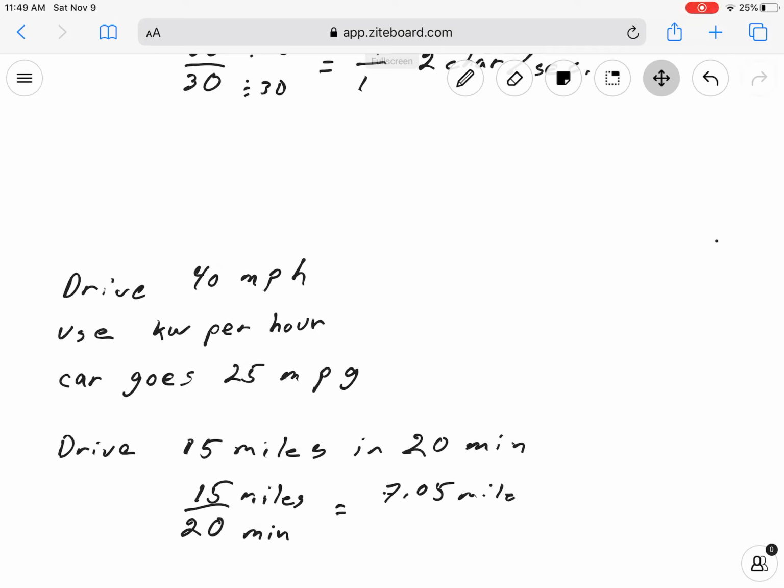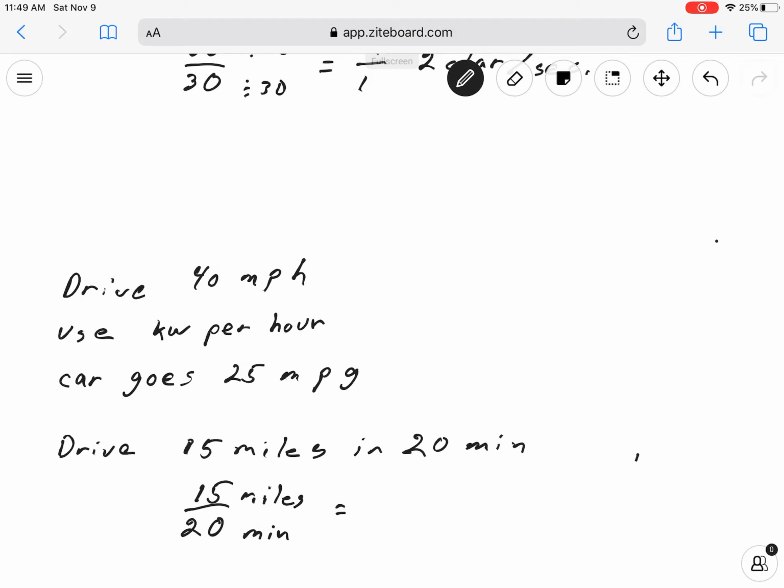So let's delete that. And I have an example where we drive 15 miles in 20 minutes. Okay, so the rate is 15 miles for every 20 minutes. So it's in-town driving, slower driving. We want to get to a unit rate of miles per minute.